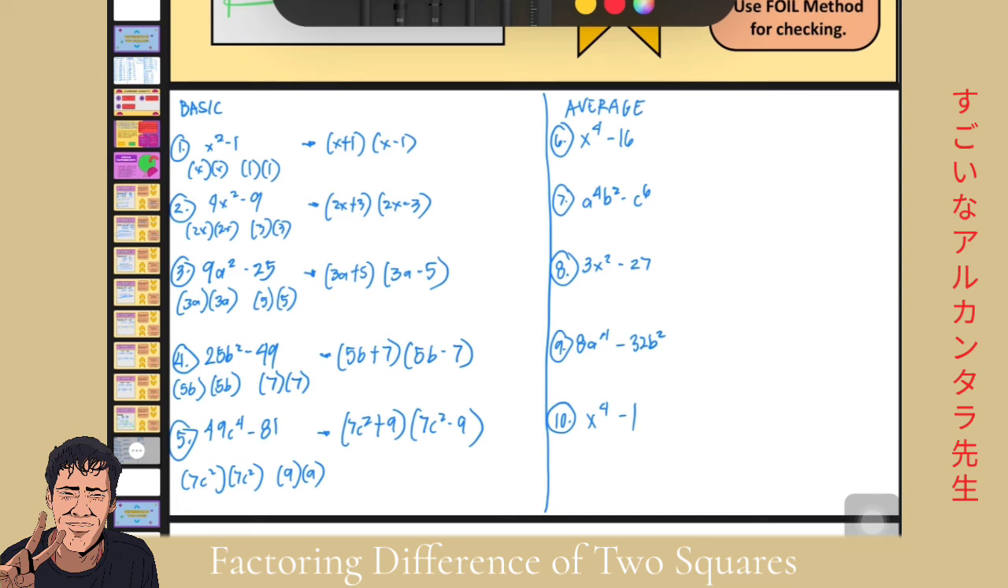Next, let's say we have x raised to 4 minus 16. This is x squared times x squared for x raised to 4. For 16, it's 4 times 4. So this could be x squared plus 4 times the quantity x squared minus 4.